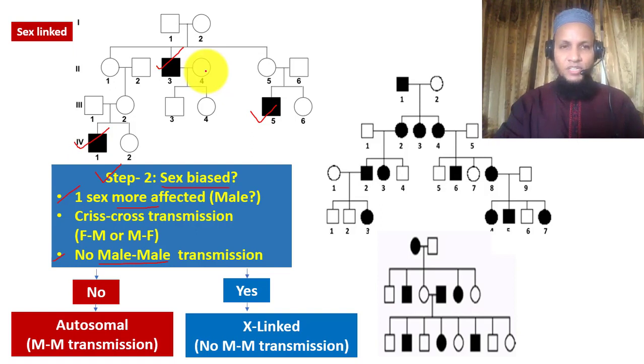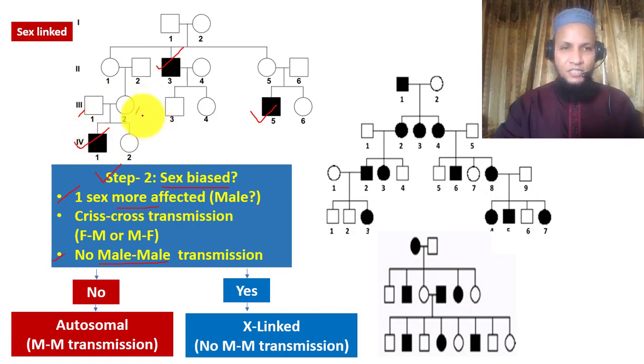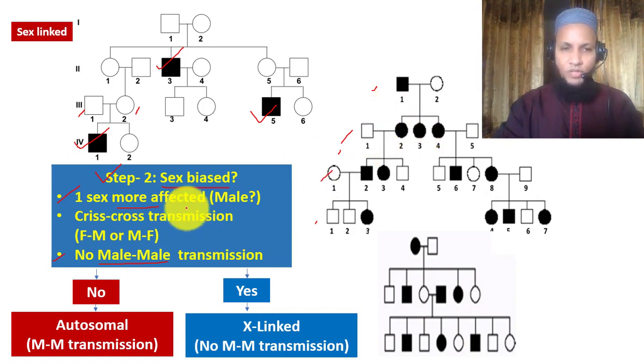We can interchangeably use sex-linked or X-linked because practically there is no Y-linked disease. So sex-linked means X-linked. And from the first rule, we can identify there is skipping of generation. This affected person has both parents unaffected. So this is an X-linked recessive disease. In this next pedigree, we can see there is no skipping of generation. So this is dominant disease. As there is no skipping, this is dominant disease.